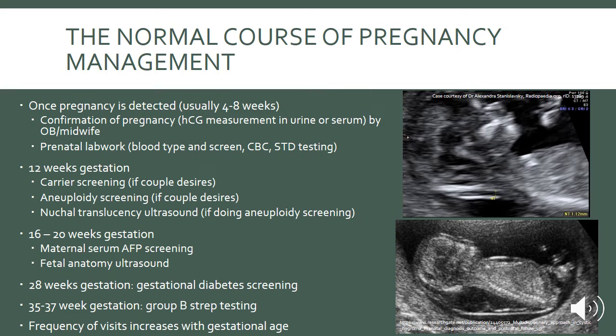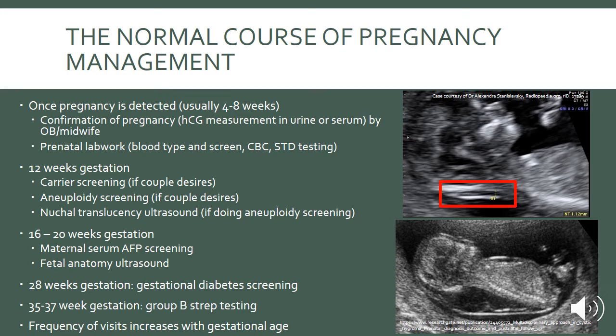By 12 weeks gestation, you've probably done carrier screening if you want it, which is testing for inherited Mendelian disorders that you might be at risk for. Aneuploidy screening, either with biochemical testing or with cell-free fetal DNA testing, depending on your age and risk factors, if you want it. And nuchal translucency ultrasound if you're doing the aneuploidy screening. Nuchal translucency ultrasound, same ultrasound. The technique is the same. It's just a measurement that you're getting.